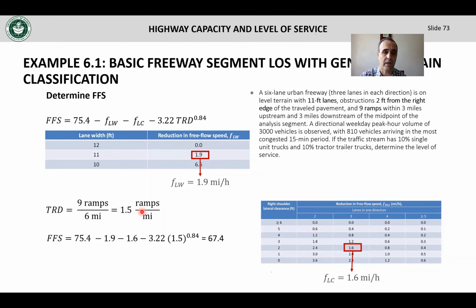And with that, we have everything we need to compute the free flow speed: 75.4 minus the 1.9 minus the 1.6 minus 3.22 times the total ramp density, which is 1.5, raised to the 0.84 exponent. So if I plug in values, I get 67.4. And this would be obviously, I don't know why I didn't do it, but I should have put this in miles per hour, sorry. Miles per hour.